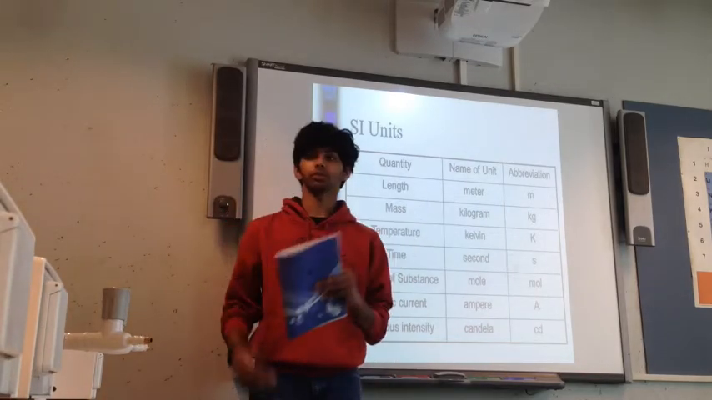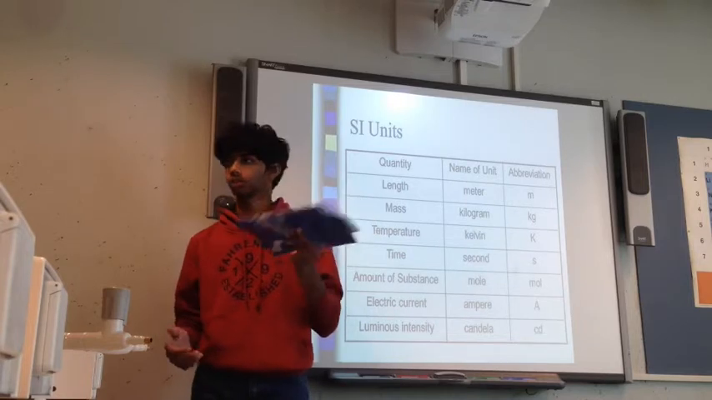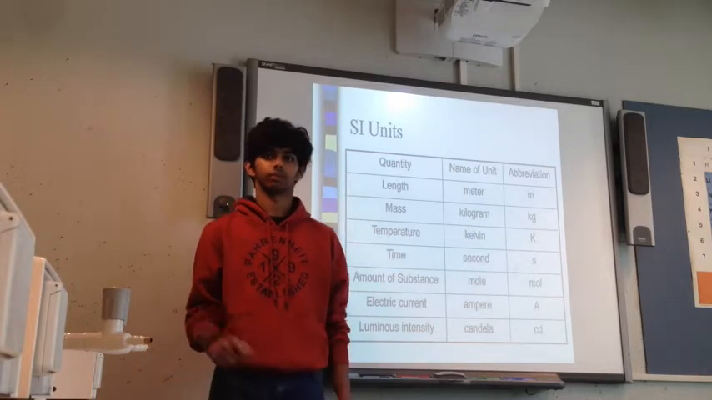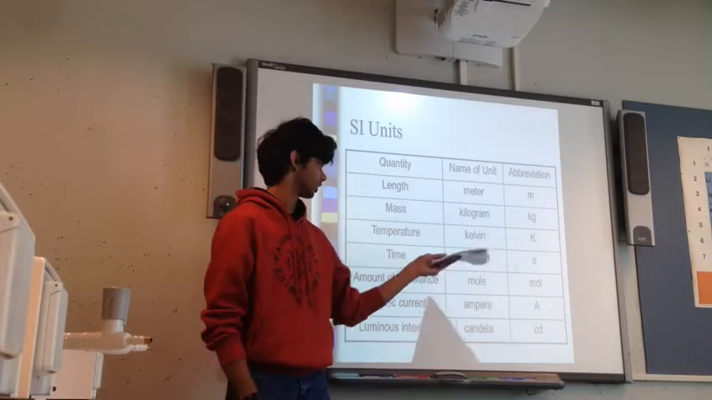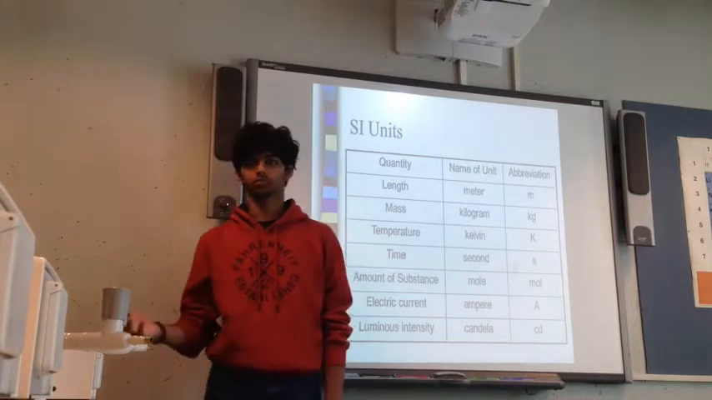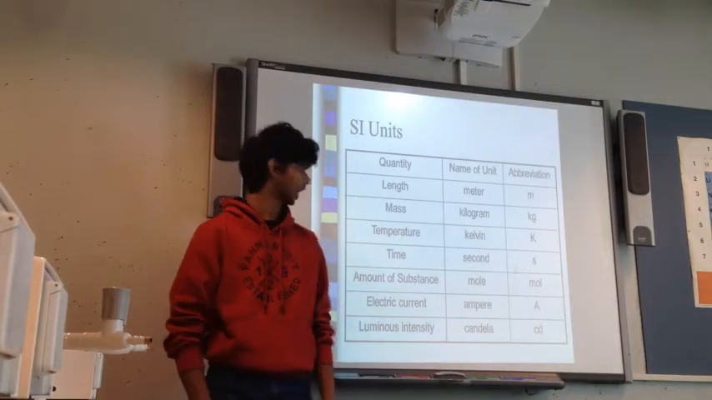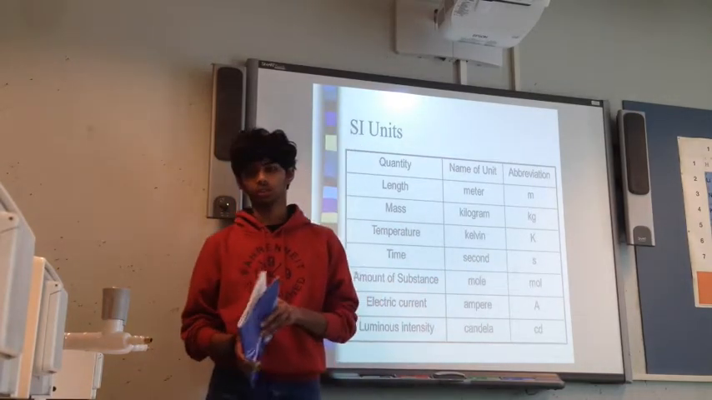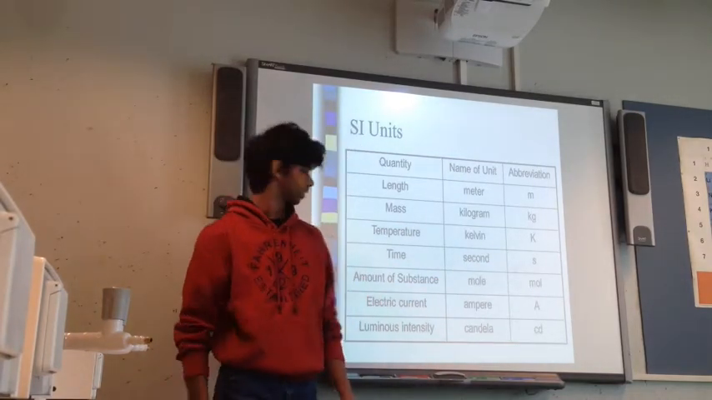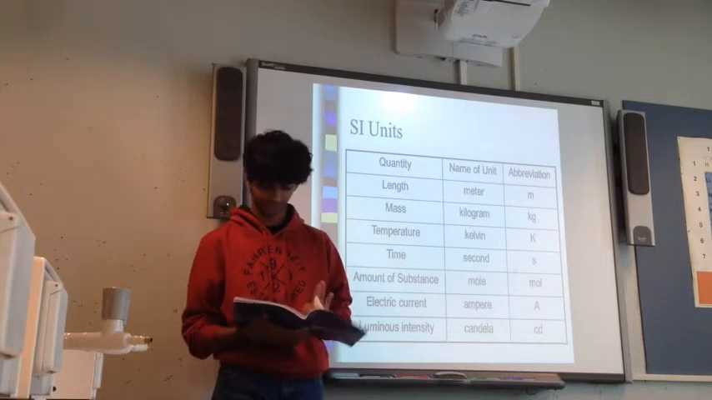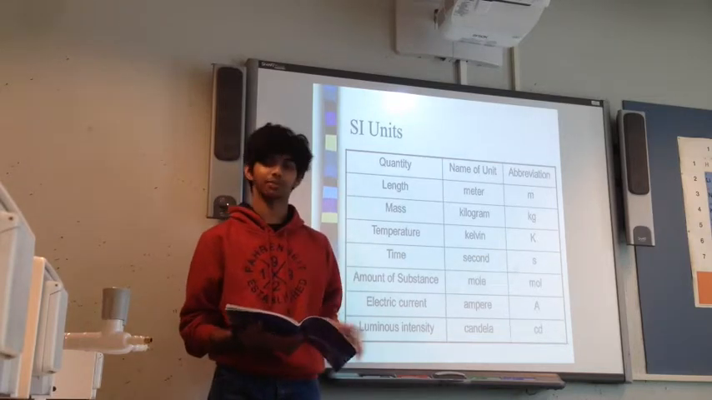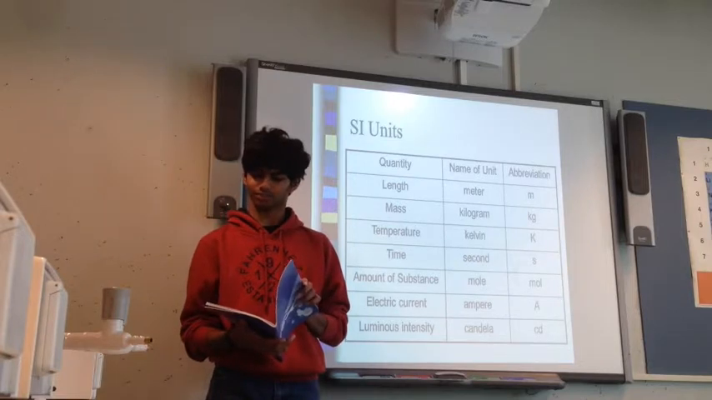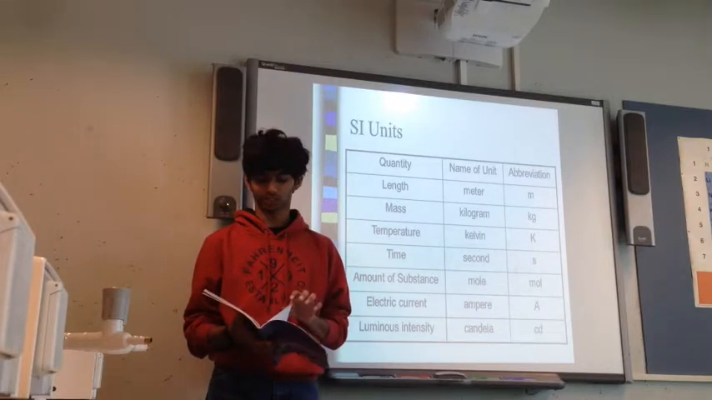Then we have temperature, which is Kelvin. Kelvin is Celsius plus 273, which is very simple. Then second, which is considered the most basic time unit. Then the amount of substance, mole. Mole is something you will deal with in chemistry as well. It's the number of atoms in 12 grams of carbon 12.